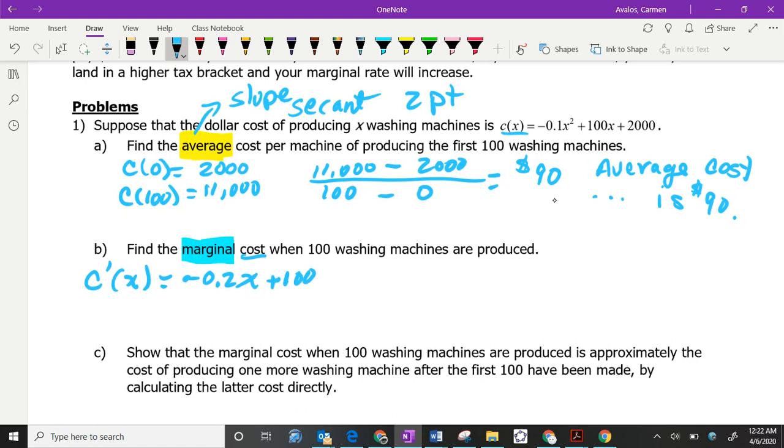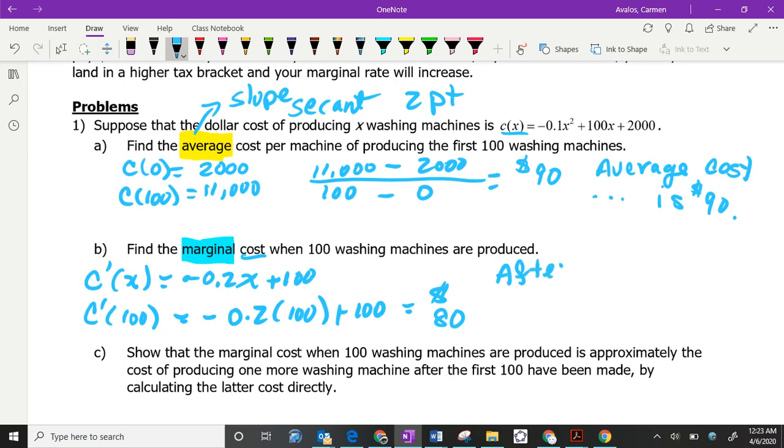So we want to find out the first 100 machines. So we are going to do the 100 in here, and it's going to be negative 0.2, 100 plus 100 on there, and it turns out to be $80. So it actually, after producing, so here it's not at 100, is after. Remember what I said before, it's always after. A rate doesn't happen at the same time.